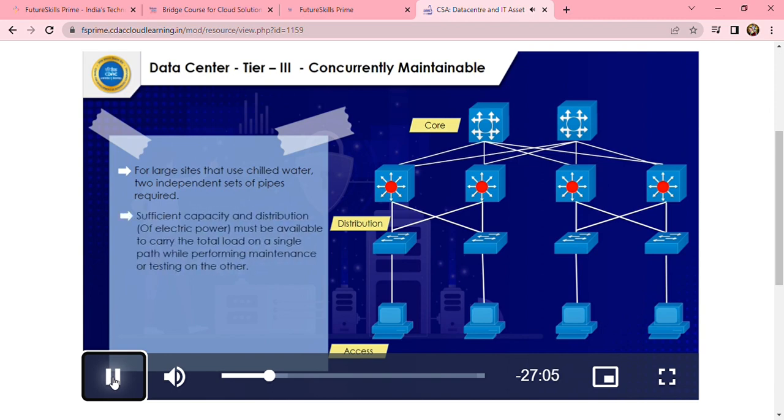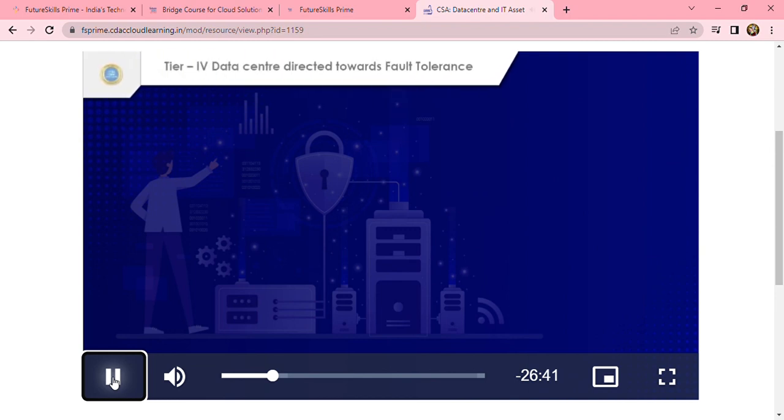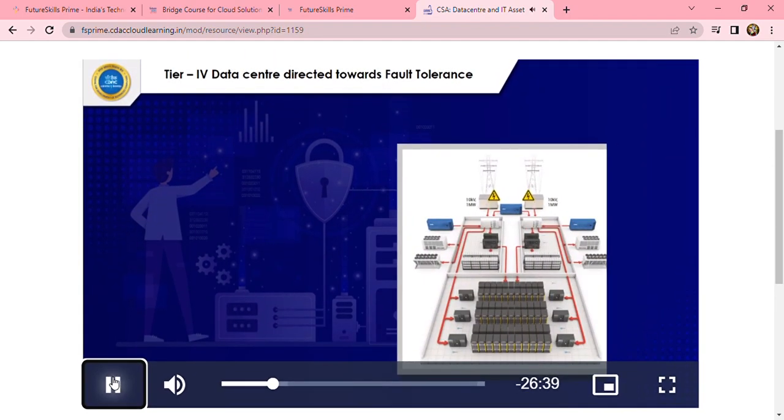Sufficient capacity and distribution of electric power must be available to carry the total load on a single path while performing maintenance or testing on the other. Unplanned activities such as errors in operation or spontaneous failures of facility infrastructure components may still cause a data center disruption. Tier 4 data center: directed towards fault tolerance.